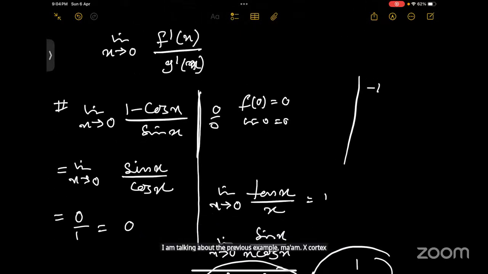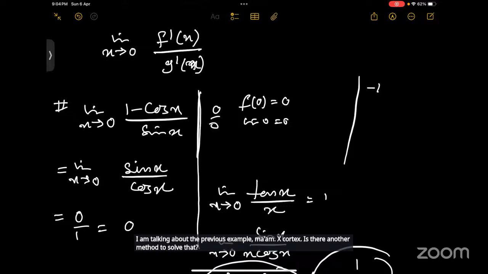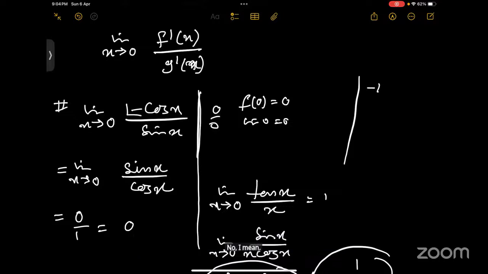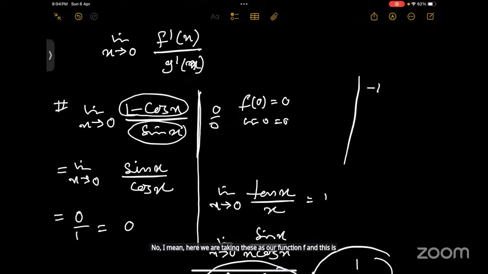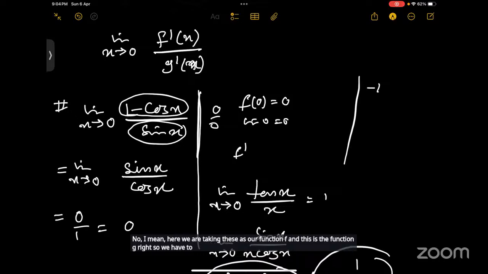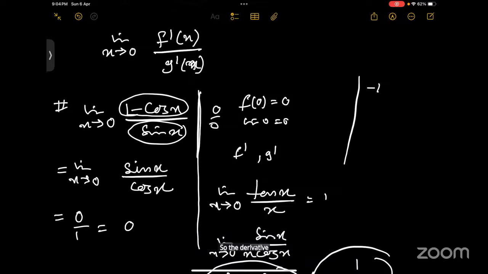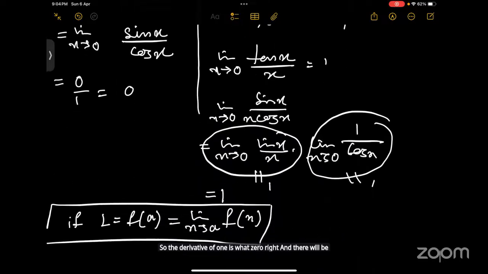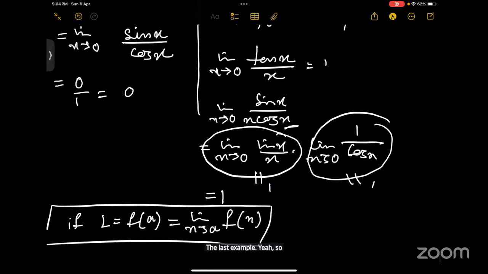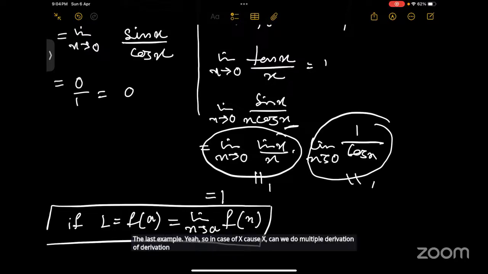Is there another method to solve that? I mean here we are taking this as our function f, and this as the function g, right? So we have to calculate f dash and g dash. So f is 1 minus cos x. So the derivative of 1 is what? 0, right? No, ma'am, I'm talking about this sin x upon x cos x, the last example. In case of x cos x, can we do it by multiplication? Yeah, sure.